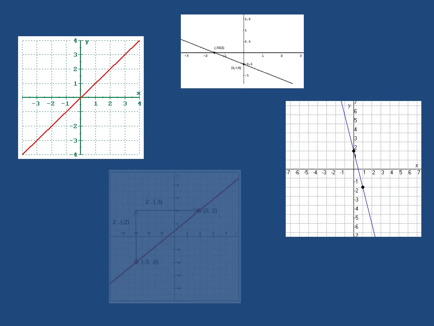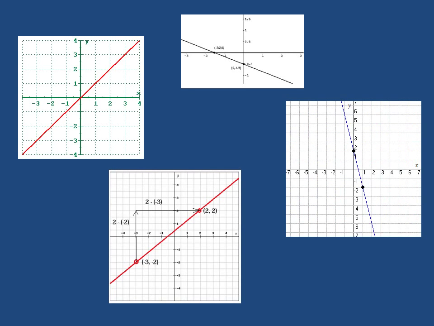Before we can deal with solving systems of linear equations, we first have to understand what a linear equation is. A linear equation is one whose graph is a line. More importantly, it represents a direct and constant relationship between the input variable x and the output variable y.